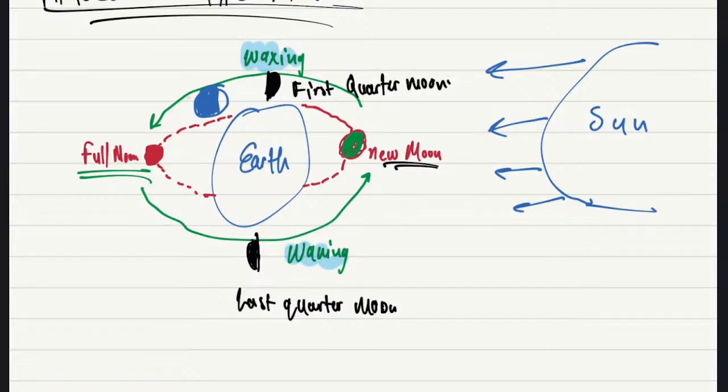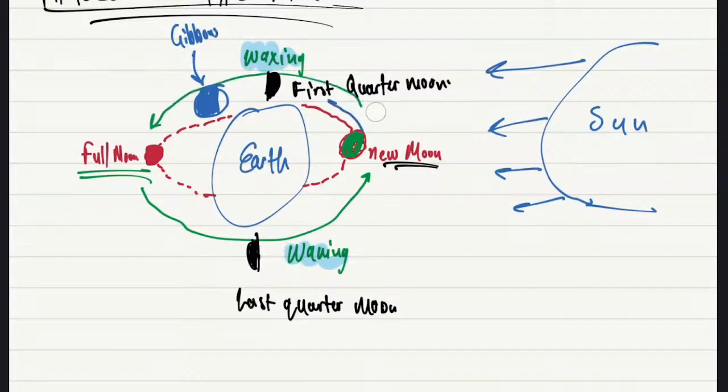Why are we seeing more than half? This is because it's growing. It has passed the first quarter. So now it's more than half. So it's a gibbous moon. A gibbous moon is when you can see more than half. From here to first quarter, you can't see more than half.